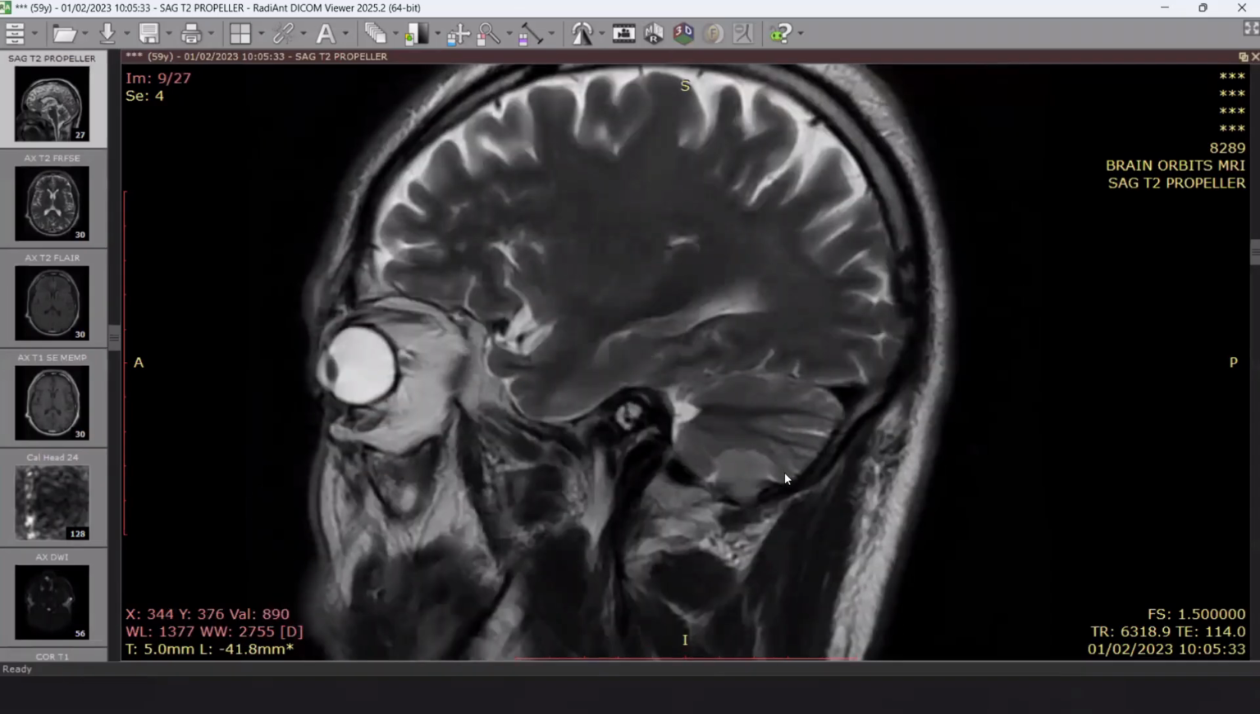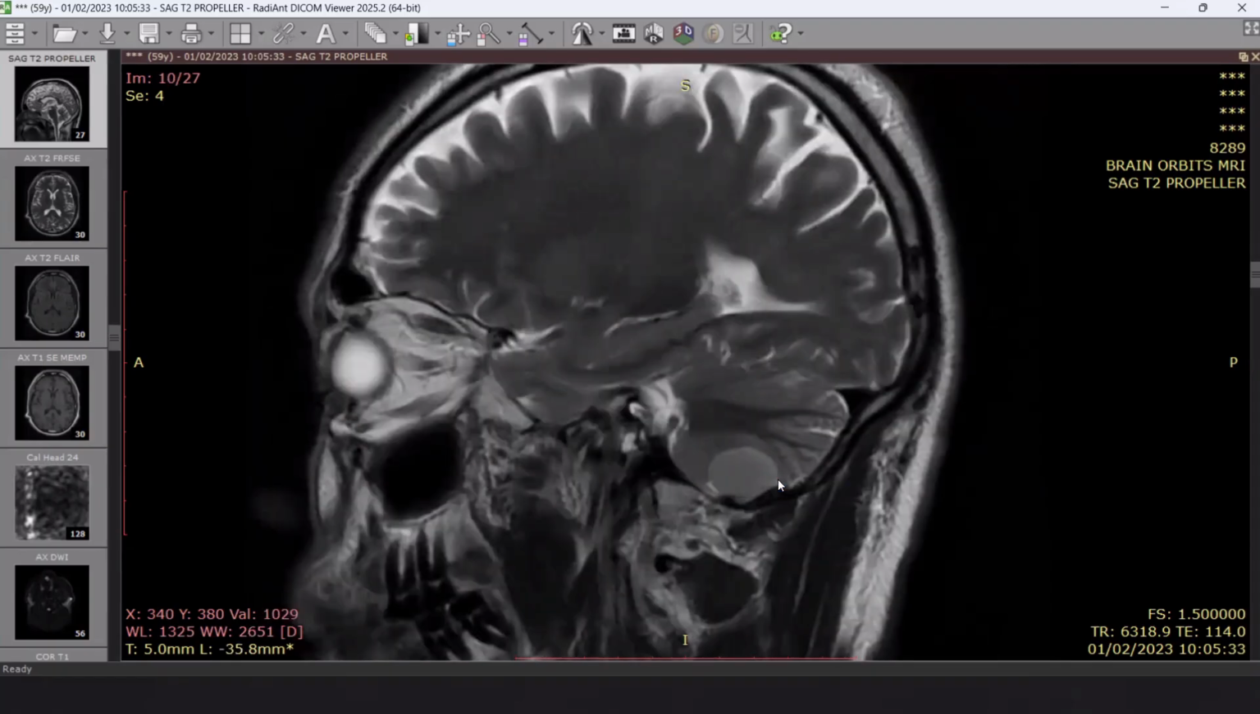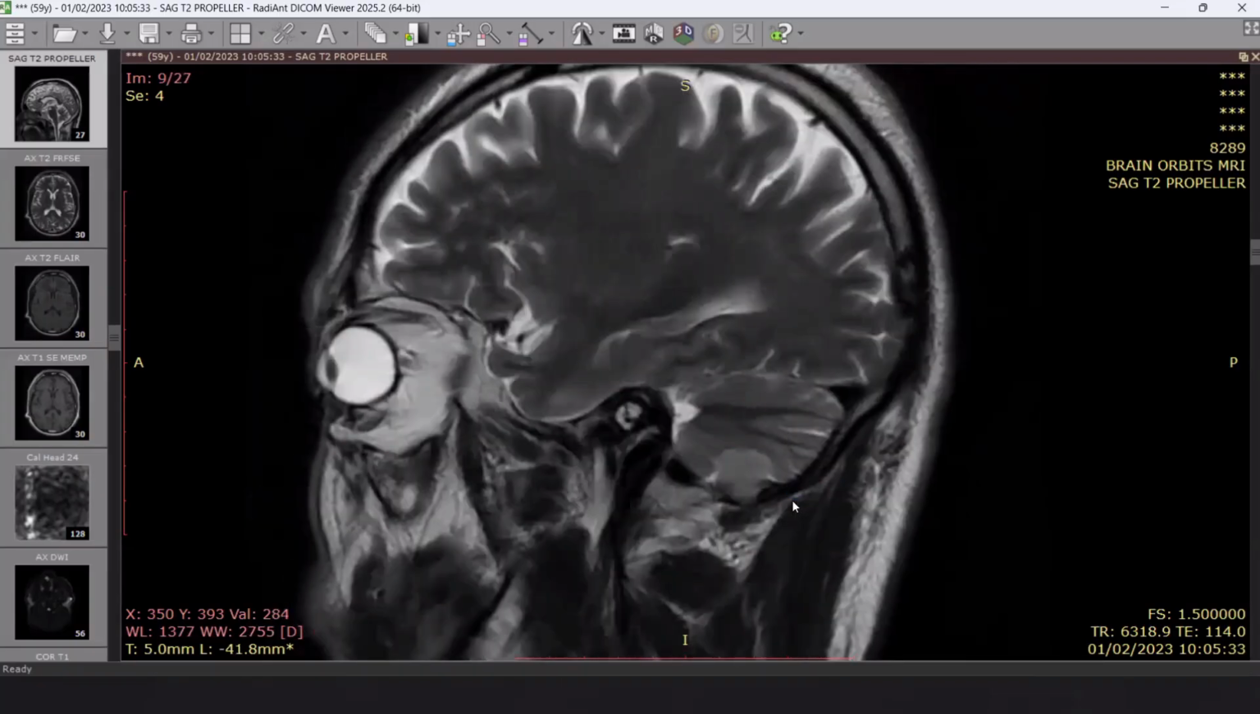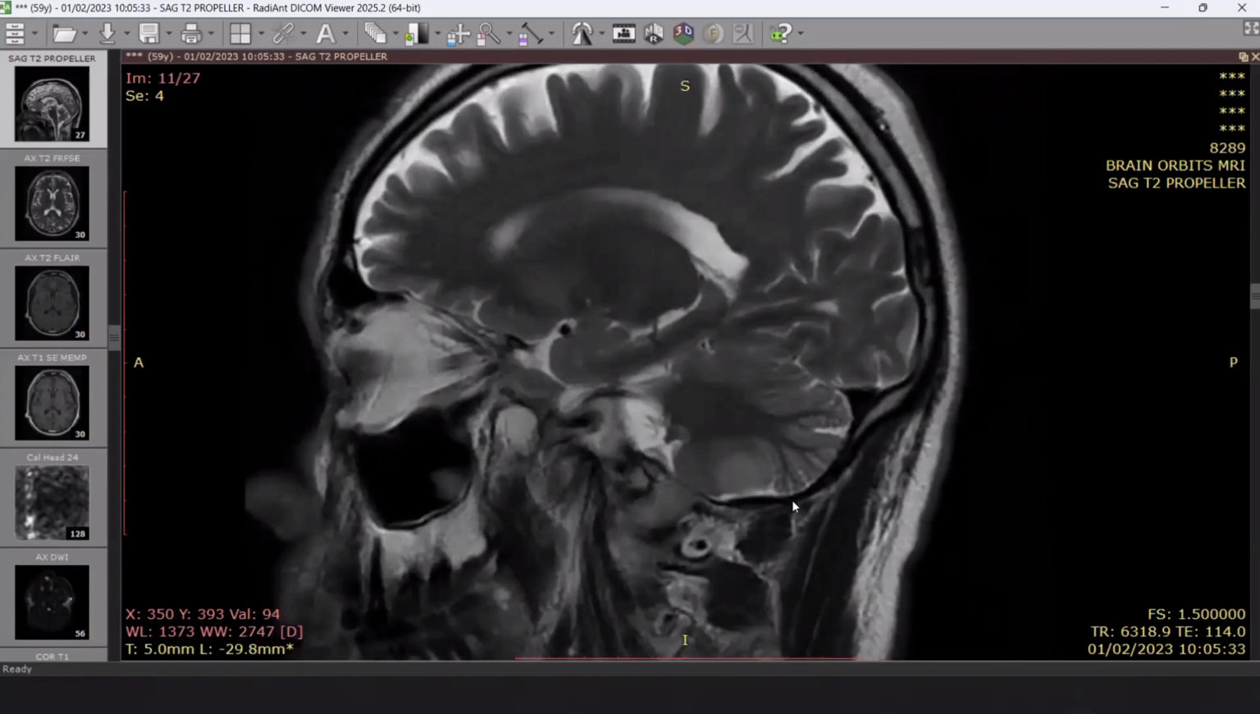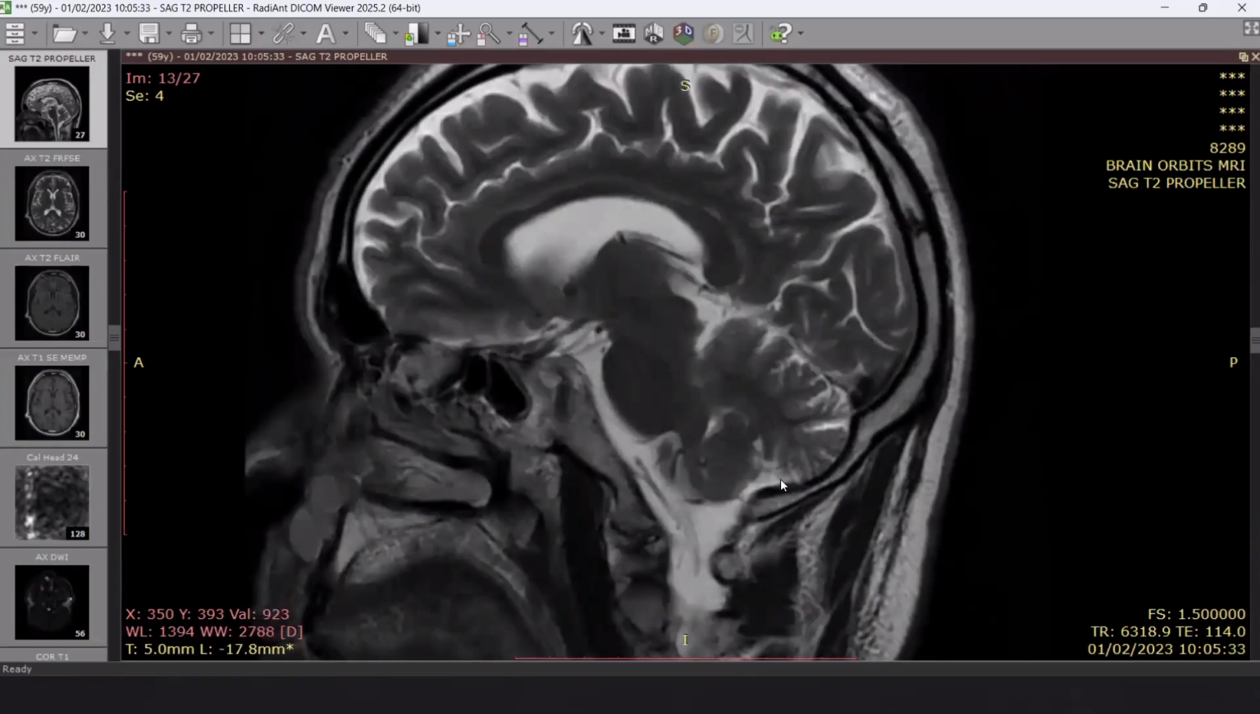We have here two signs that are suggestive of extra-axial location. We have the CSF cleft sign. Yes, sir, so it is basically the extra-axial CSF cleft sign. Also, we have buckling of the cerebellar folia above the lesion. So it's meningioma, basically. It's extra-axial, yes, agree.